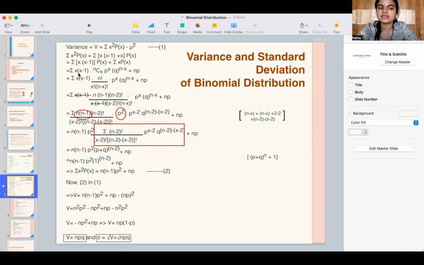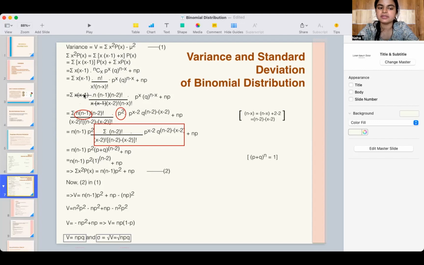This one we can write as x into x minus 1, and p of x formula is nCx p power x into q power n minus x. So again we'll take x into x minus 1. This one we'll take as n factorial over x factorial into n minus x factorial, p power x and q power n minus x, plus np. np came from this x into p of x. After that, this x factorial we'll write as x into x minus 1 into x minus 2 factorial for the variance and standard deviation, because we have to strike out this x into x minus 1.